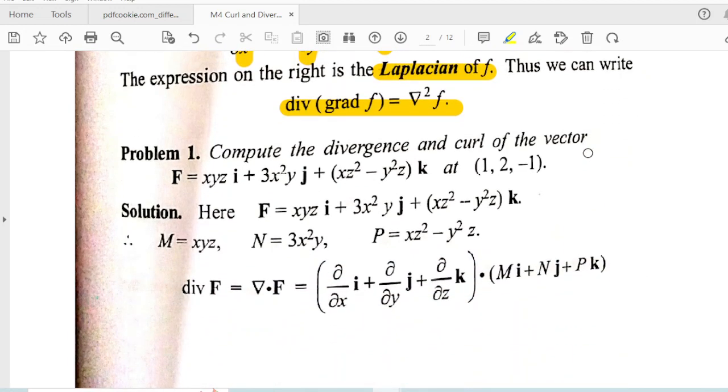Now we are having a problem. Compute the divergence and curl of the vector.